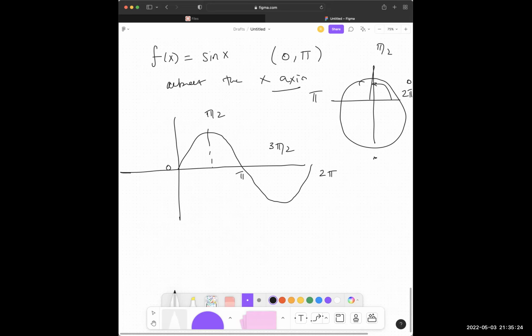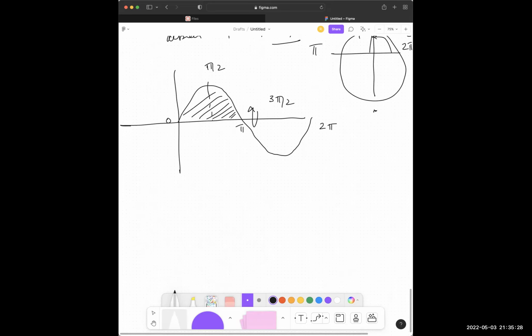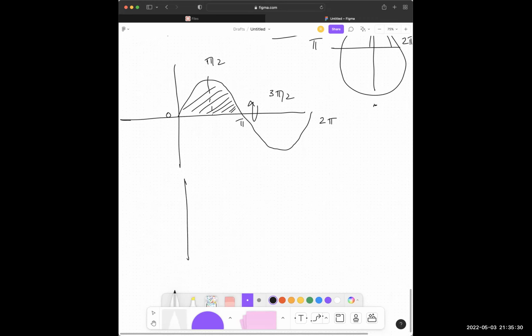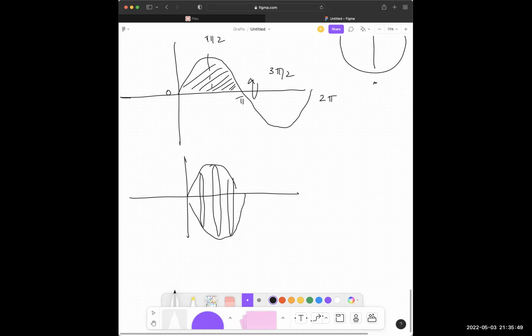So really, we're taking this whole shape from here to here, and we are rotating it around the x-axis. How is that going to look? Well, you're going to have something like this. It's kind of an odd looking shape, but that's the shape nonetheless. It's best to use disks. Again, it's a singular function, and we're going around the x-axis, so it's best to use disks.